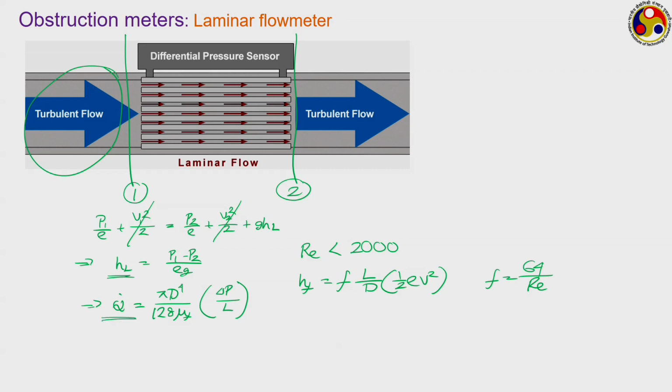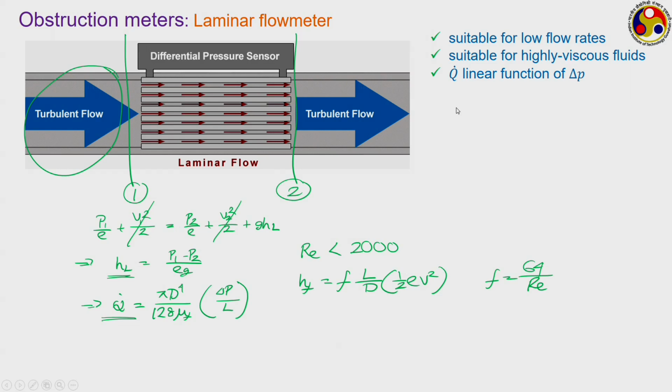This equation is known as the Darcy-Weisbach equation, and we can easily get the measure of the flow rate using this. So, they are a very easy configuration, particularly suitable for low flow rates and highly viscous fluids also. Again, high viscosity helps in maintaining the laminar flow situation. The Q dot, that is flow rate, is a linear function of delta p, just like the previous situation.